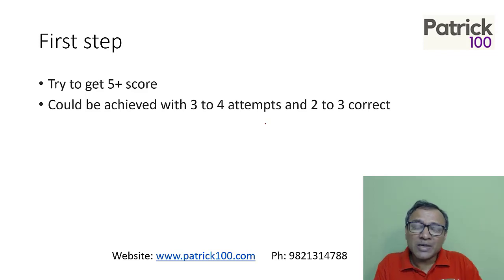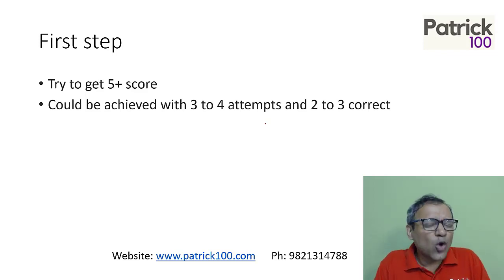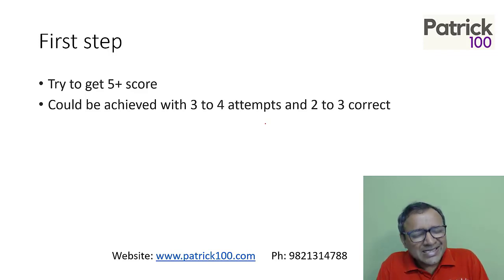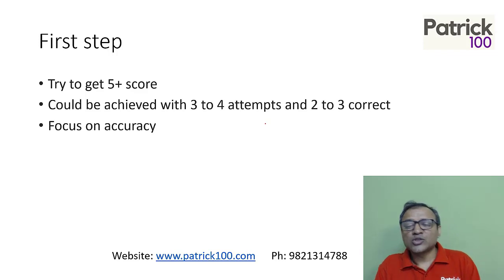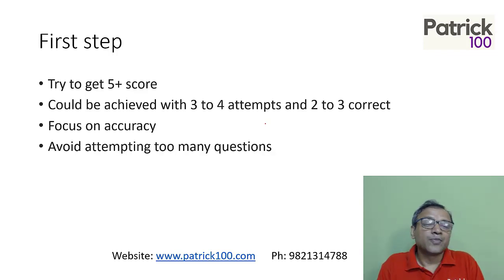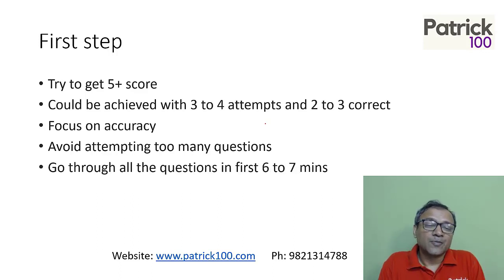Focus on accuracy. A lot of people tend to attempt too many questions, which is a wrong method. The moment you attempt too many, your score goes down because of negative marking. Attempt less and focus on accuracy is what you should do. If you solve one question, go back and check whether you got it correct or not. Avoid attempting too many questions, because you need to reach the first stage. If you're not scoring well, you need to reach that 5 to 10 score in the first attempt.